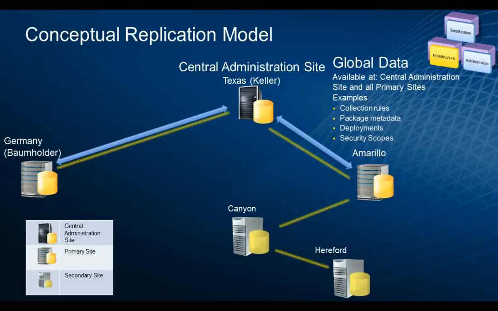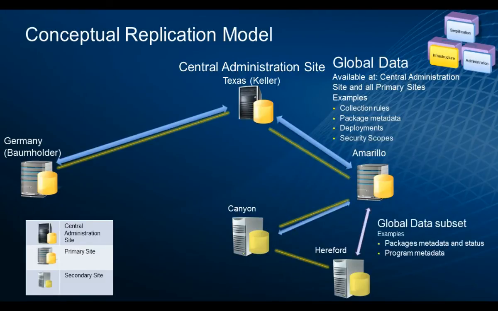The global data will be available at the CAS, as well as all primary sites. So collection rules, package metadata, deployments, and security scopes would all be kept beginning with Texas and Keller. And then we'd have global data subsets of that out in Amarillo, Canyon, and Hereford. And package metadata and status would be located there, as well as program metadata.